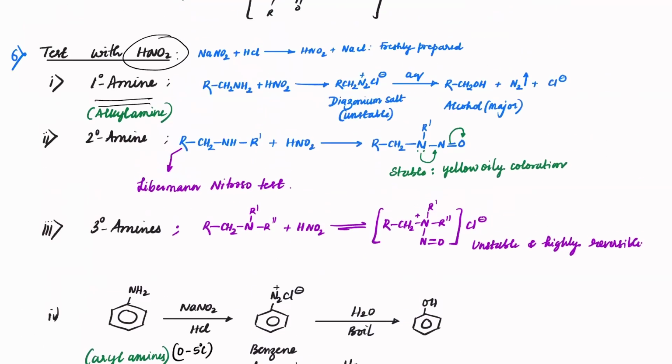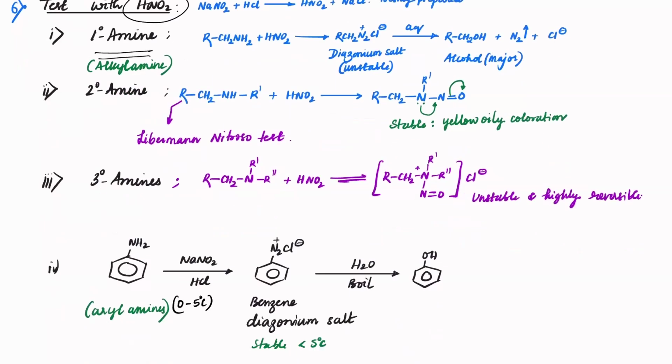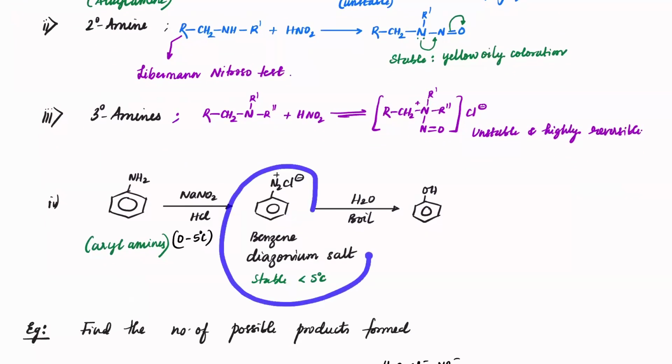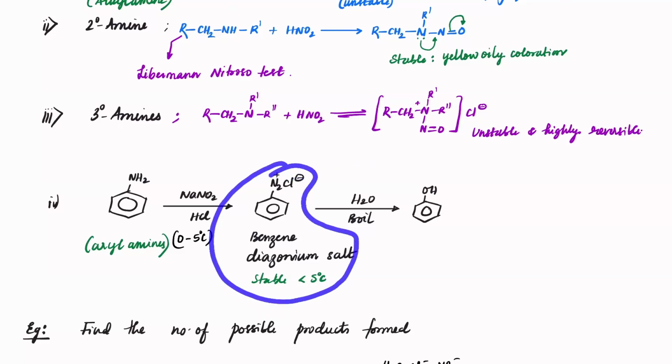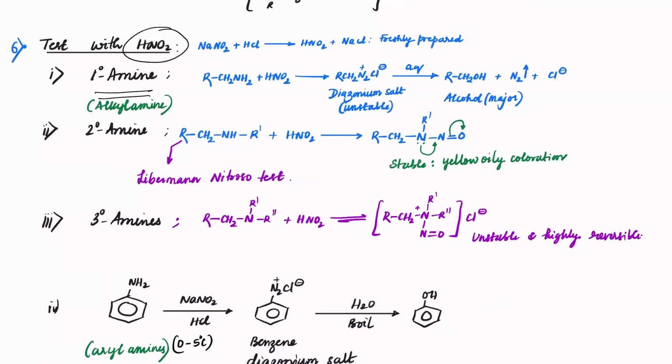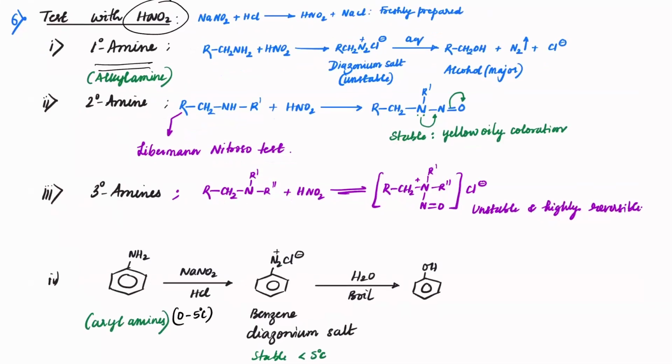That means the reaction type is similar. Here also you're getting alcohol, here you're getting phenol. But the benzene diazonium here is sufficiently stable. If needed, I could actually get multiple products here by reacting with some other compounds, because you can easily isolate this benzene diazonium salt. Okay. I guess the test with HNO2 is clear, everybody.